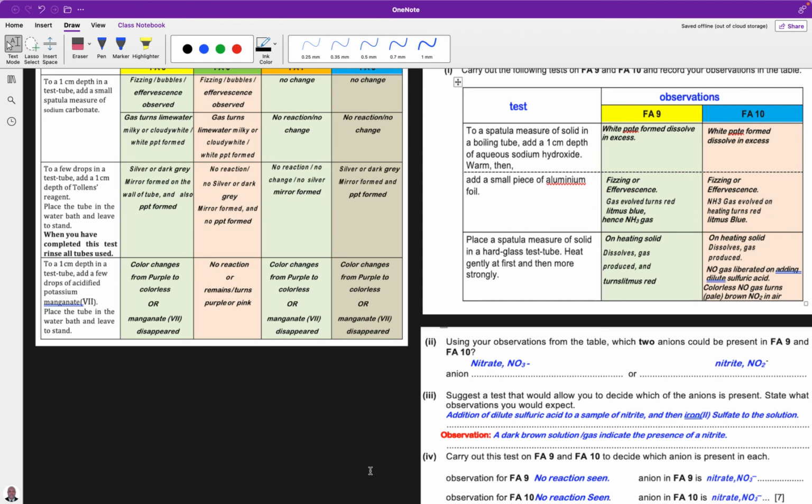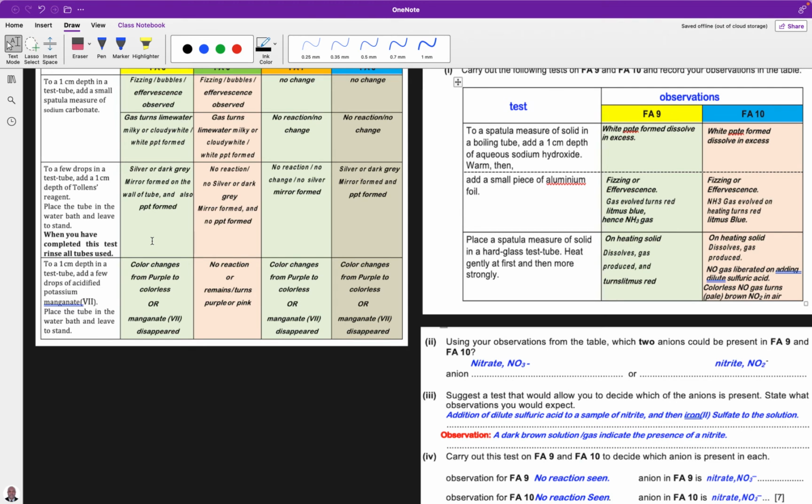To a few drops in a test tube, add 1 cm depth of toluene reagent. Remember, when they start talking of toluene reagent, some organic compounds should be coming to your brain. Place the tube in a water bath and leave to stand. When you have completed this test, rinse all test tubes.